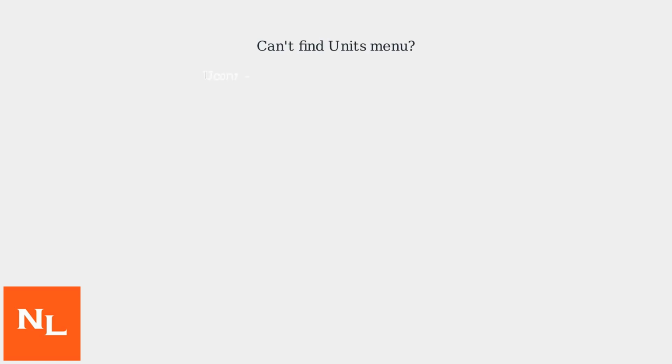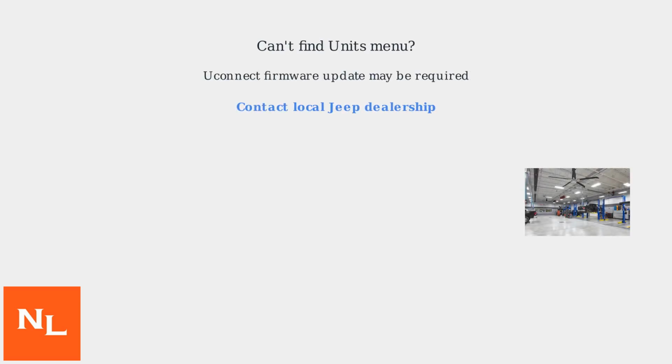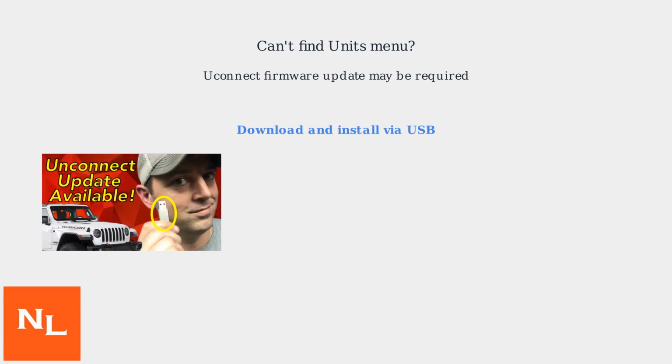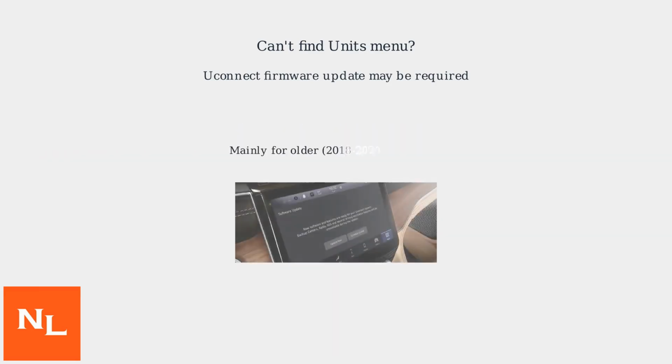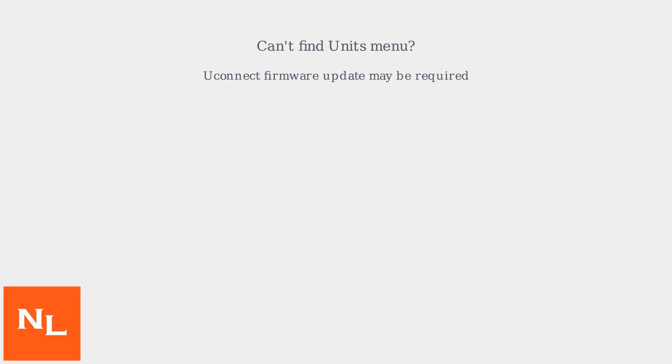If you can't find the Units menu in your Uconnect system, it might need a firmware update. Contact your local Jeep dealership for a free update or check if you can download and install it via USB. This mainly applies to older 2018-2020 JL models.